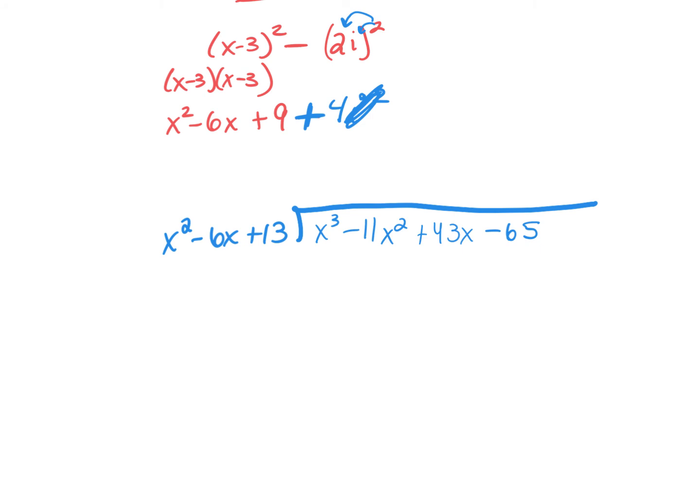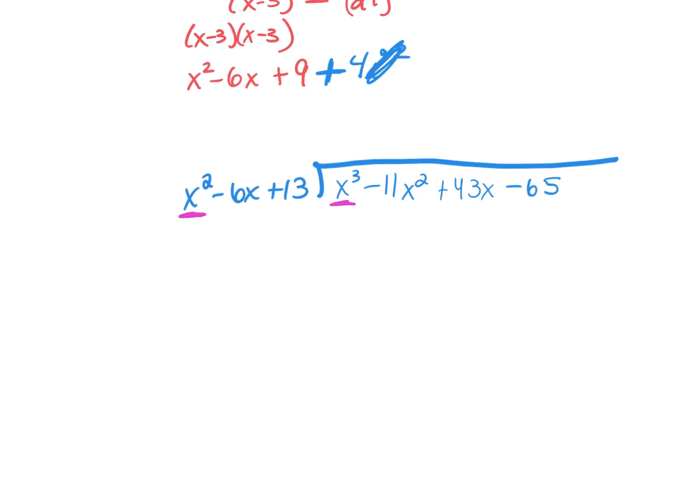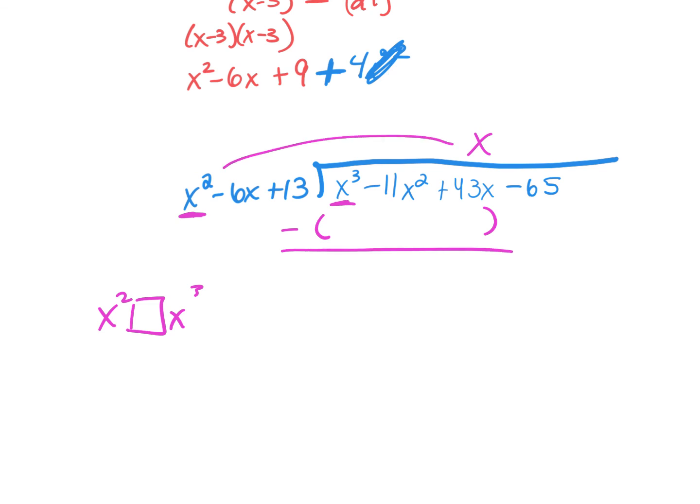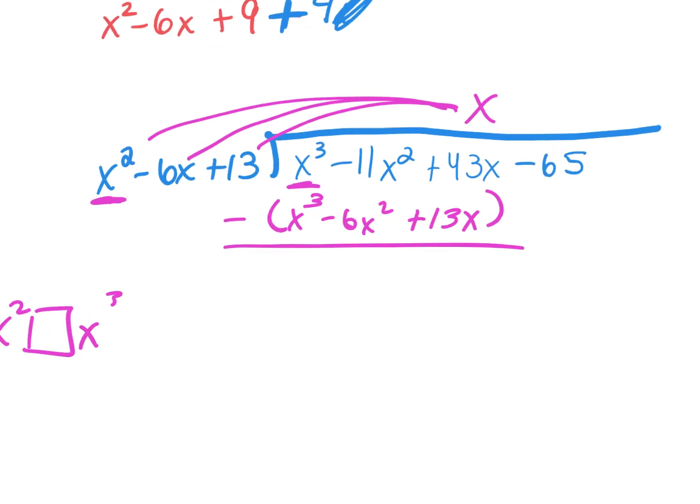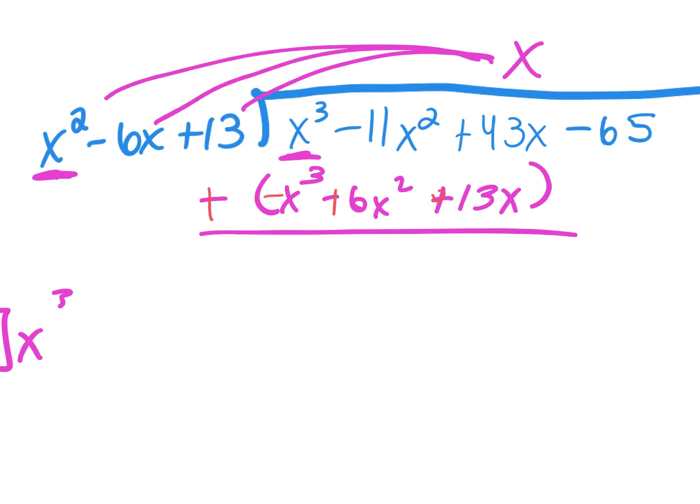Okay, so first term into what? First term into first term. X squared times what gives me x cubed? X. Where am I going to put my x? I'm going to put it over here, above the x. This is an easy one. Get your subtraction ready. So now multiply. What is x times x squared? X cubed. What is x times negative 6x? Negative 6x squared. And what's x times 13? Plus 13x. Before I do my subtraction, I need to do what? Change, change, change, change. So what's 43 minus 13?